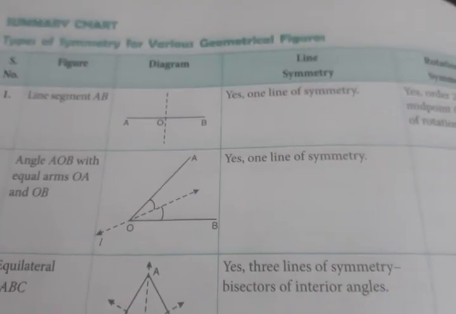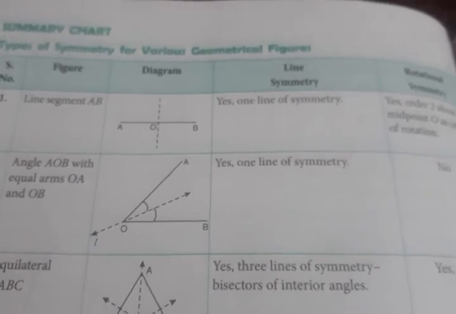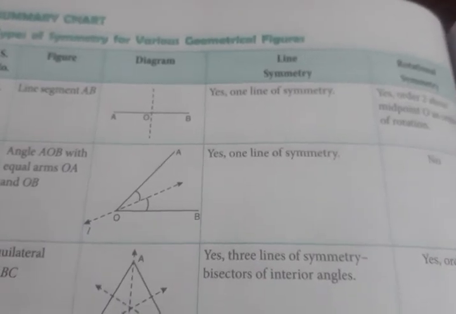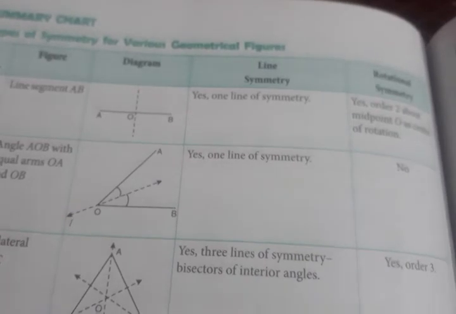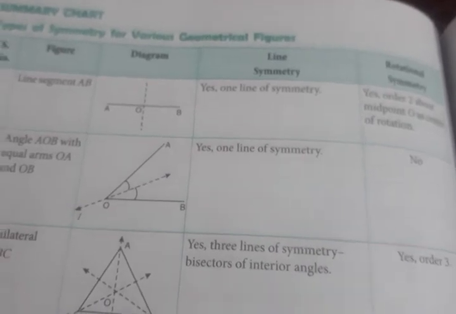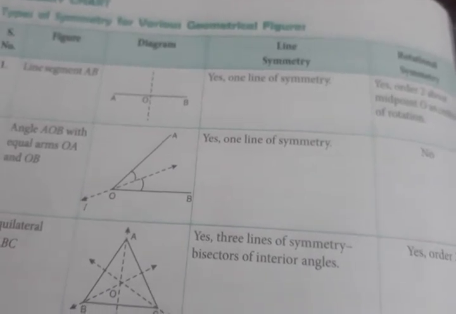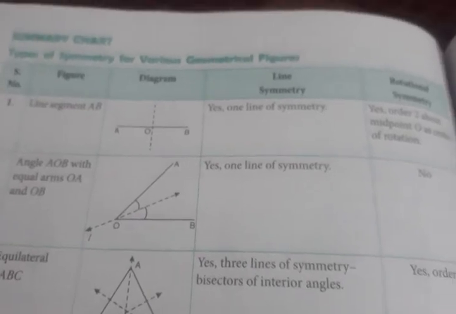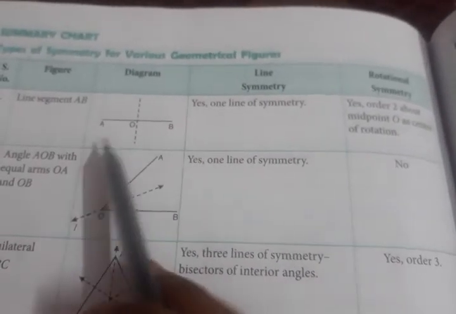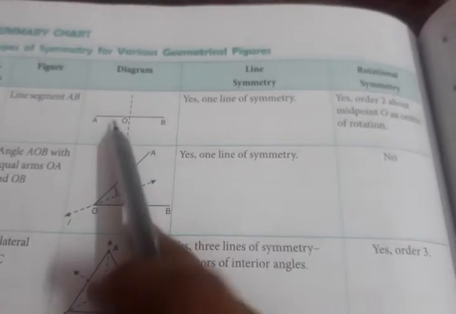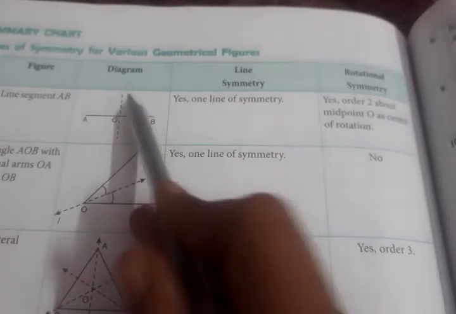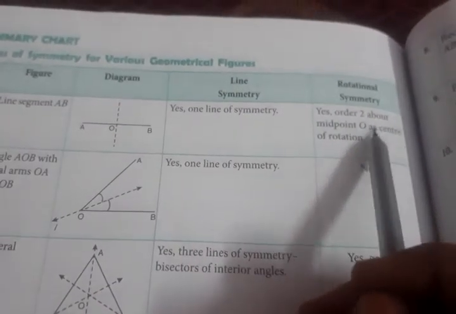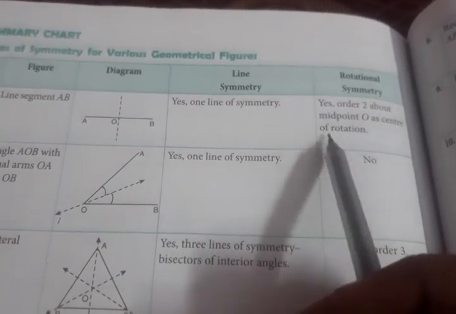Types of symmetry for various geometrical figures. Take a note and write all the shapes. How many lines of symmetry? First figure, line segment AB, one line of symmetry. Order 2, that is this shape and this shape. So yes, order 2 about the midpoint O as the center of rotation.